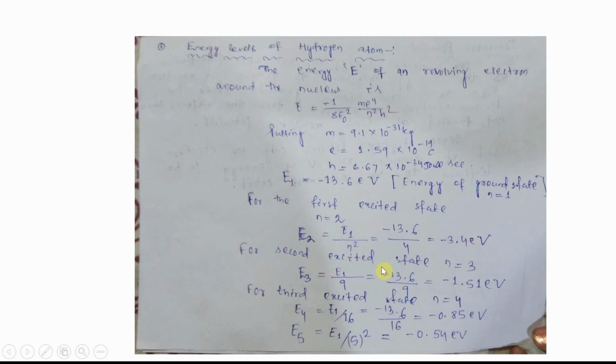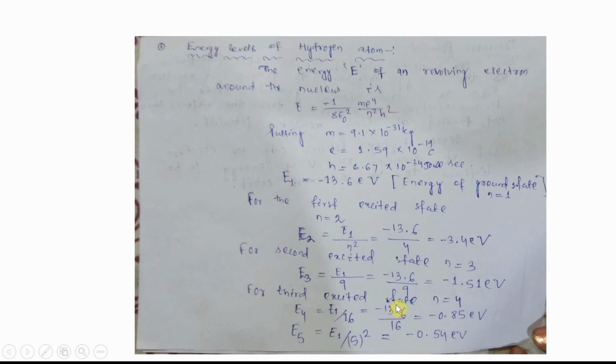And for the second excited state, n equal to 3, the energy of that orbit is E1 by 9, equal to minus 13.6 divided by 9, where 9 means 3 square, because n square is there in the expression of the energy. That means energy just depends upon 1 by n square. So E3 equal to E1 by n square, that means 3 square, that is 9. So it will become minus 13.6 by 9 equal to minus 1.51 eV.